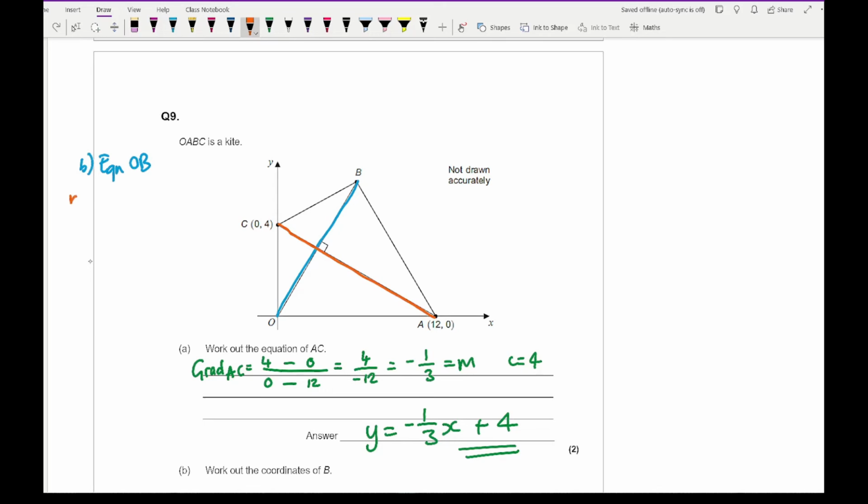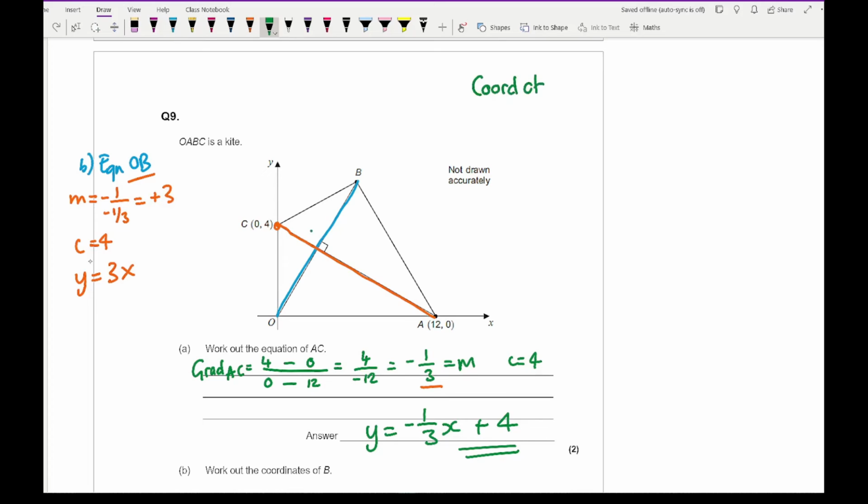So here then the m is going to be -1 over the gradient of AC, which is -1/3, and the minus becomes a positive, and I've then got 3 over 1, which is just 3. Now the y-intercept is 4, so then c equals 4, so the equation of OB is going to be y equals 3x.